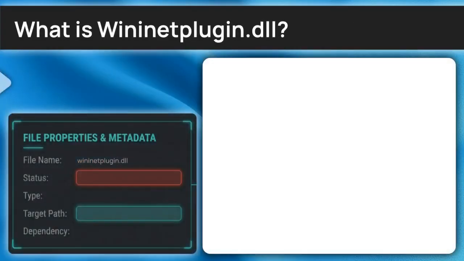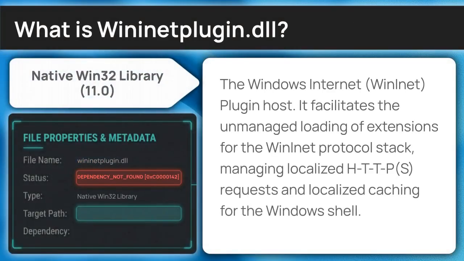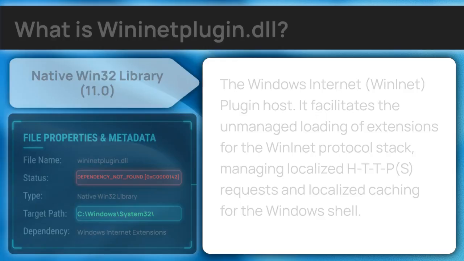This is the Wininetplugin library, the Windows Internet WinInet plugin host. It facilitates the unmanaged loading of extensions for the WinInet protocol stack, managing localized HTTPS requests, and localized caching for the Windows shell. Understanding the file's role is a great start. Now let's look at replacing it.